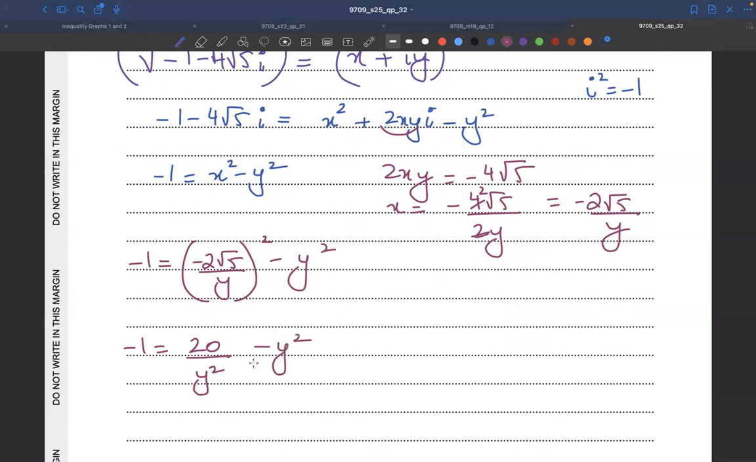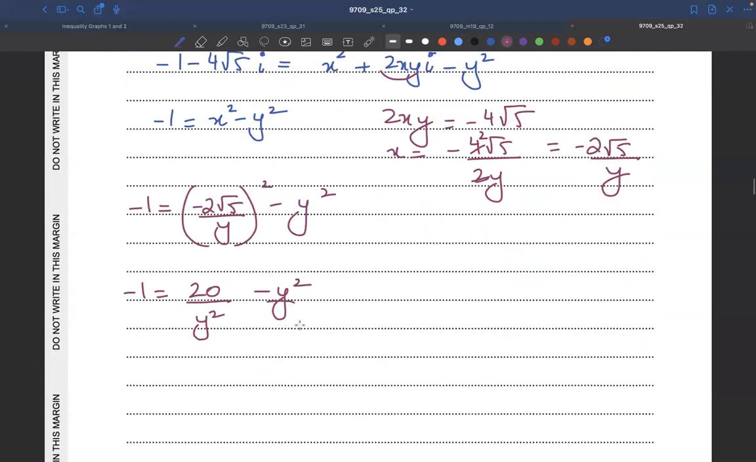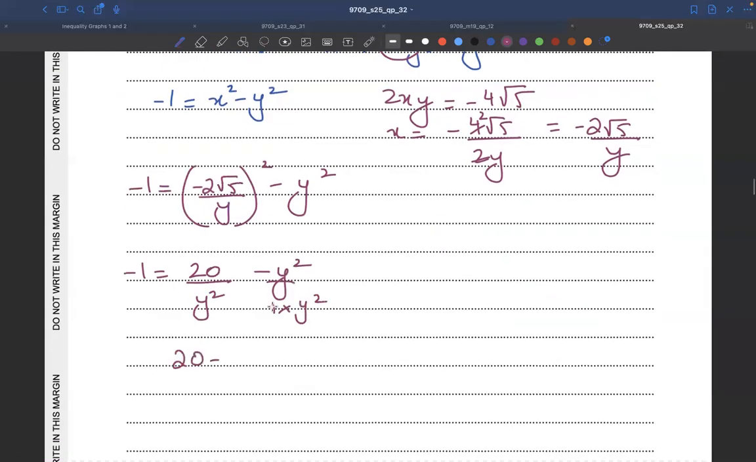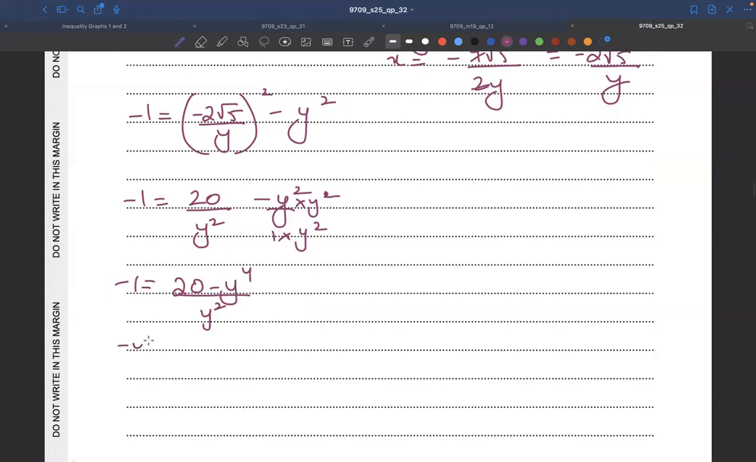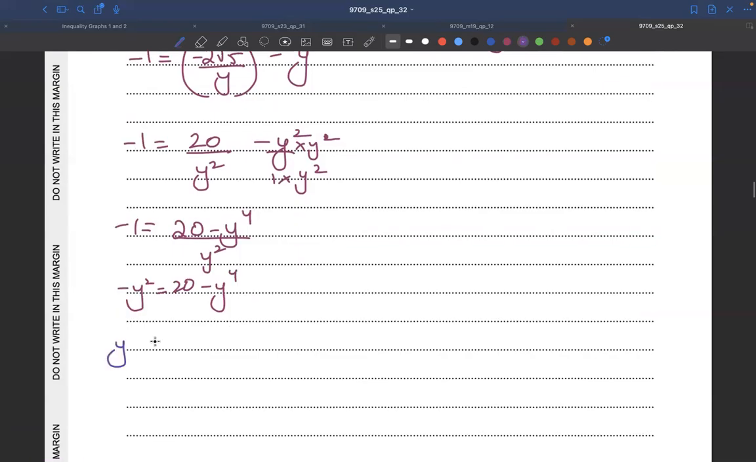Taking the LCM, so this is multiplying by y square, you will get 20 minus y to the power of 4 divided by y squared equals to -1. Cross multiplying, we'll get minus y squared is equal to 20 minus y to the power of 4. Making y to the power of 4 positive, we'll get y power 4 minus y squared minus 20 equals to 0. Now, this is a simple quadratic equation.